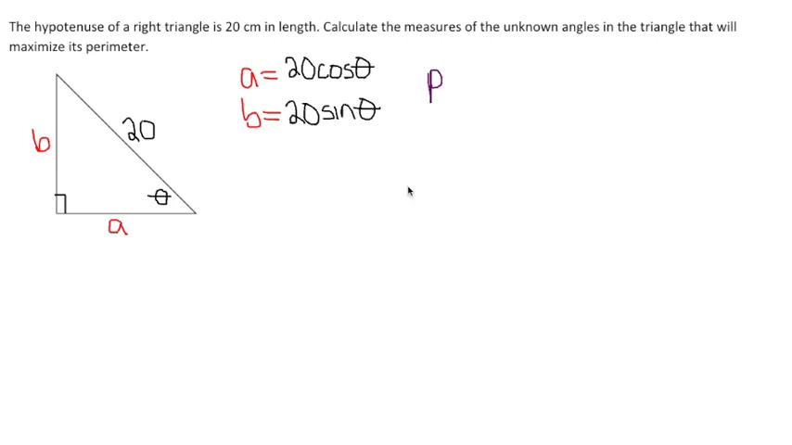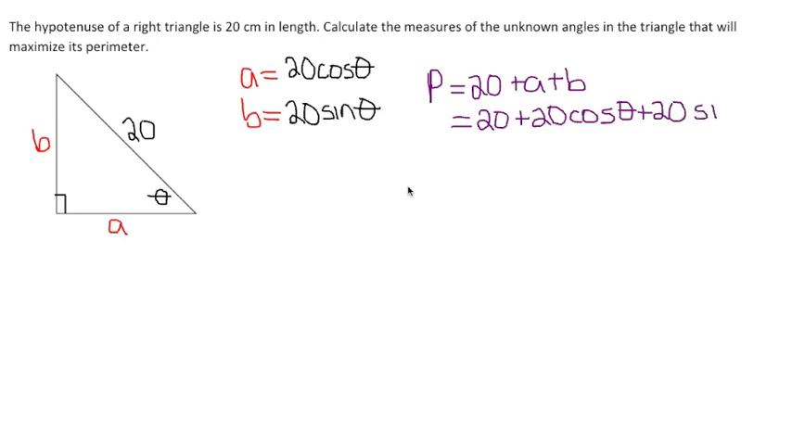Now, because we're trying to maximize the perimeter, let's write an equation for the perimeter. So we have P is equal to 20 plus A plus B. But let's substitute in those equations that we just found for A and B. So we have the perimeter is equal to 20 plus 20 cos theta plus 20 sine theta. Next, I'm going to factor out the 20 from the cos theta and the sine theta to get 20 plus 20 times (cos theta plus sine theta).